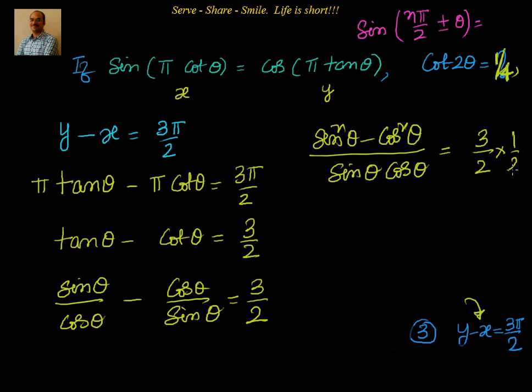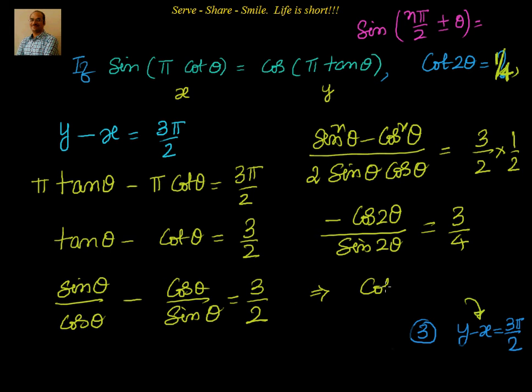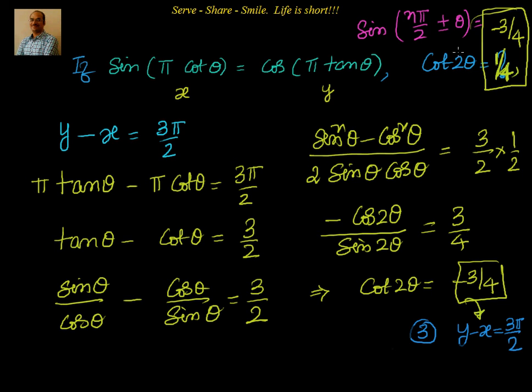Now I will multiply with 1 by 2 so that I will get minus cos 2 theta divided by sin 2 theta is equal to 3 by 4. Or can I say cot 2 theta is equal to minus 3 by 4. So the other value of cot 2 theta is minus 3 by 4. So these are the two values of cot 2 theta.